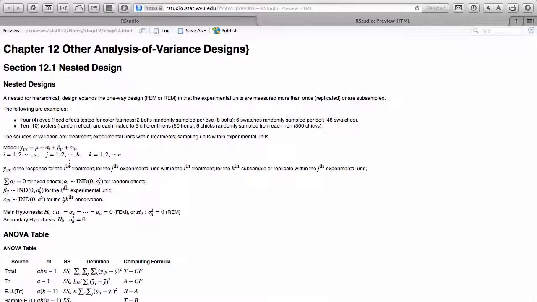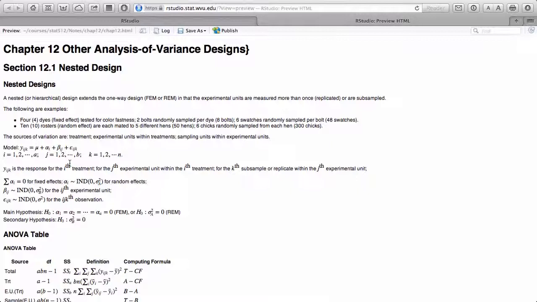So I want to introduce this model today. There are several situations in which we have two sources of variability, but we have what's called nesting. In other words, we're going to look at a model y sub ijk equals mu plus alpha sub i plus beta sub ij plus epsilon sub ijk. Now how is that different? Well, y sub ijk is the response of the ith treatment for the jth experimental unit within the ith treatment and the kth subsample. In other words, we can think of the k subscript as subsampling.